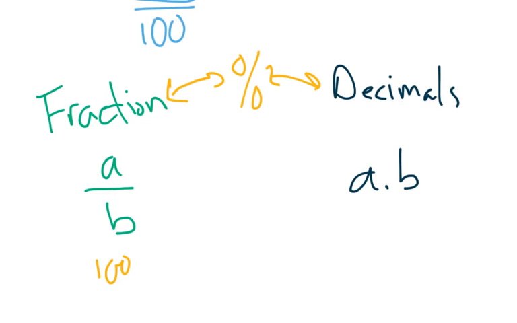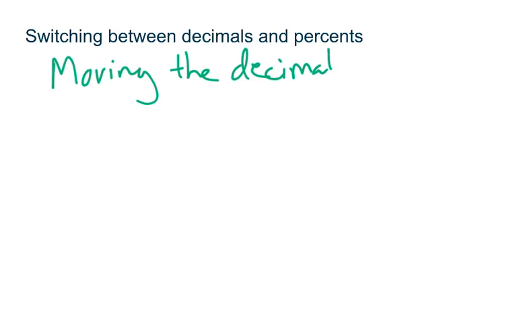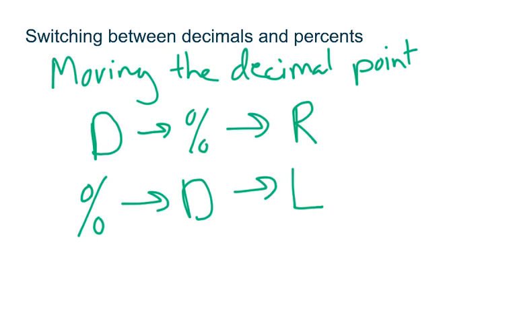So, with that being said, let's talk about how to switch between decimals and percents. To switch from decimals to percents, it's all about moving the decimal point. Now the hard part is remembering which way we're going to have to go. So if we're going from a decimal to a percent, you're going to move it to the right. If we're going from a percent to a decimal, we're going to move it to the left. So let me show you some examples.